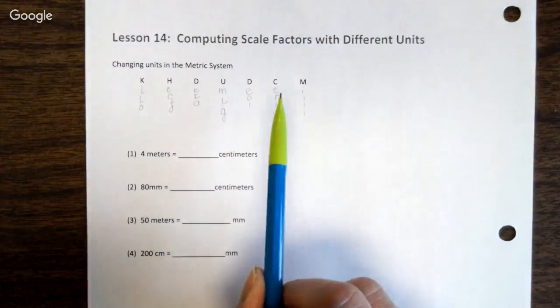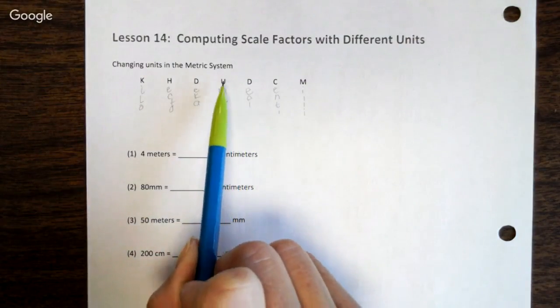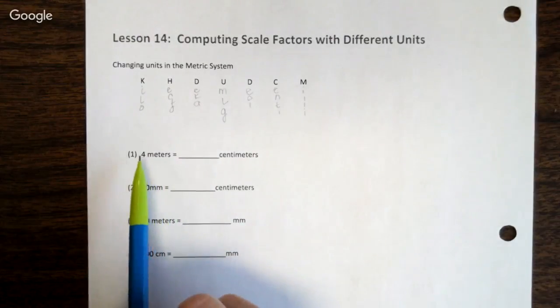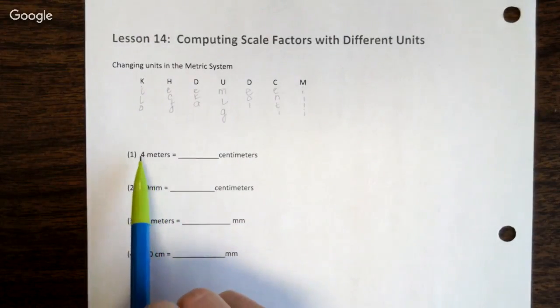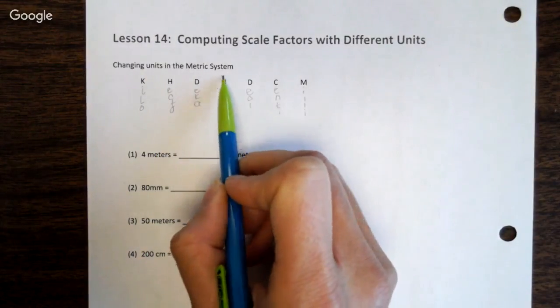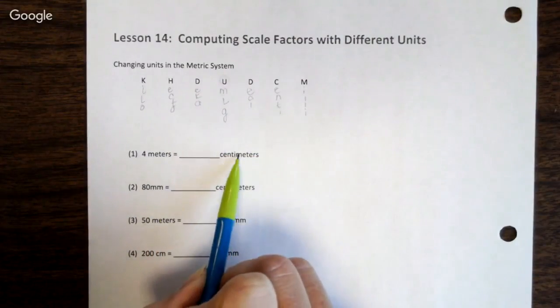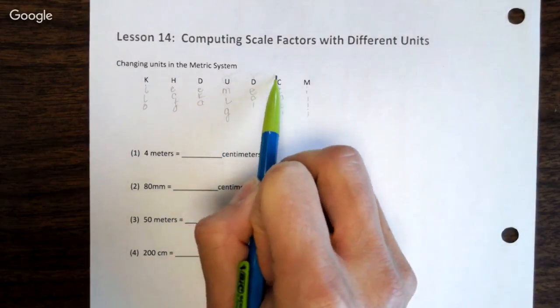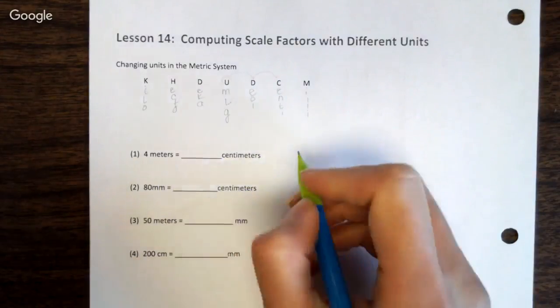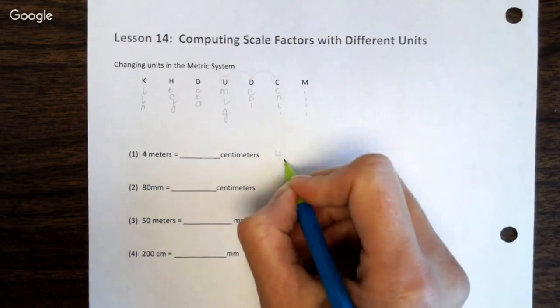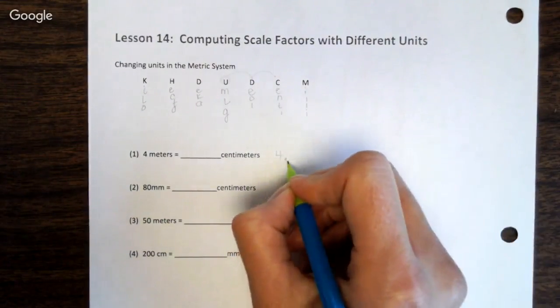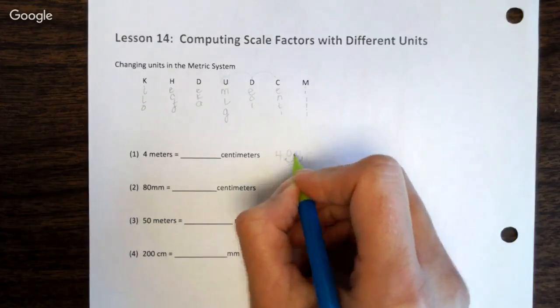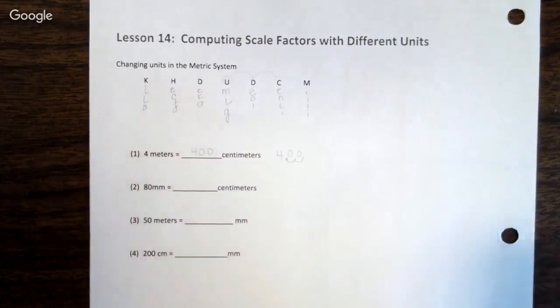Now, the way this works is you have a starting point, whatever the problem tells you. In this example, we're starting at meters, and we're going to centimeters. If you look, you go over 2 spots to the right. That's the same thing you're going to do with this. 4 has a decimal place that starts at the end. You move over 2 spots, which would be 400 centimeters.